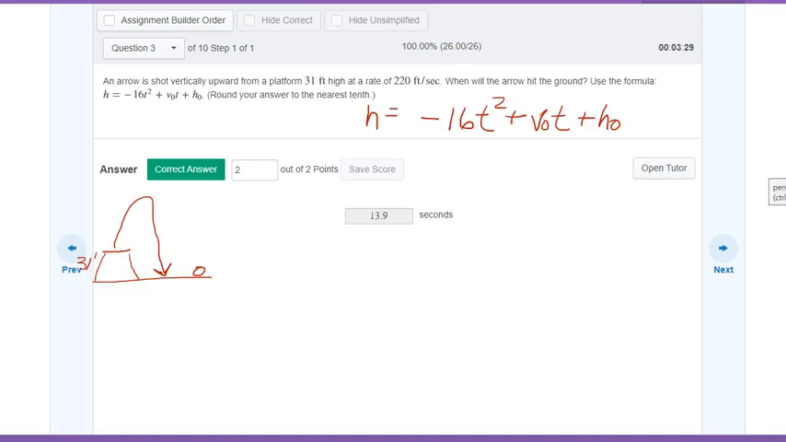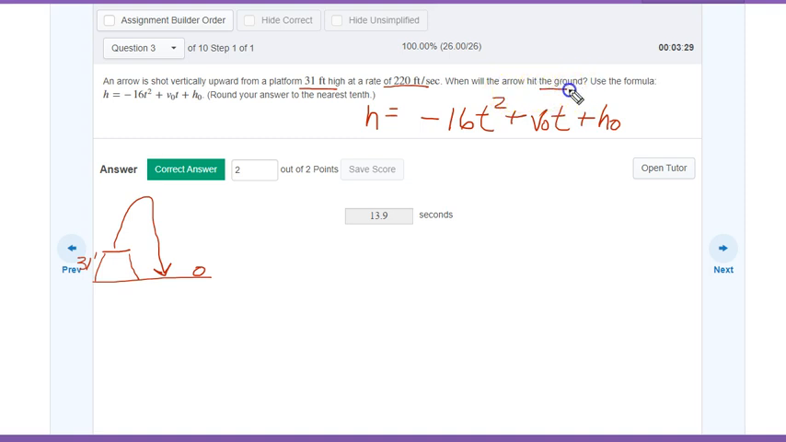Now, for a word problem like this, the first thing you have to do is read the problem carefully. An arrow is shot vertically upward from a platform 31 feet high. So there's my platform. I'm standing on top, 31 feet from the ground. I'm going to shoot an arrow, and then eventually the arrow is going to fall to the ground. Now I have an initial velocity of this. When will the arrow hit the ground?